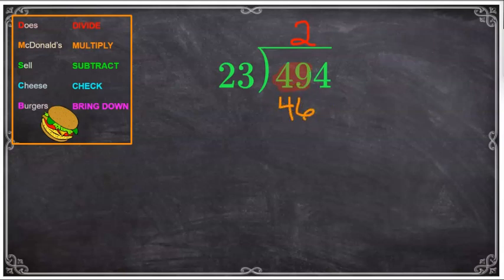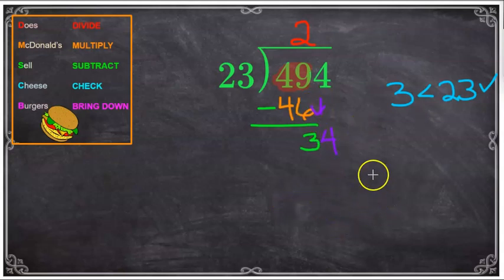And then I'm going to subtract, and that will give me 3. And then I just check to make sure. Is 3 less than 23? It is, so I can move on, and I can bring down my 4.